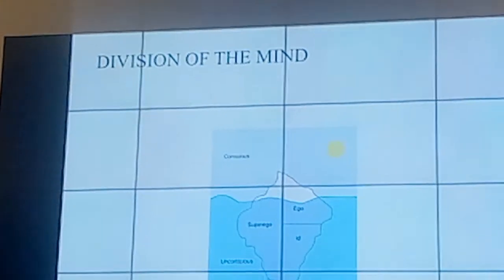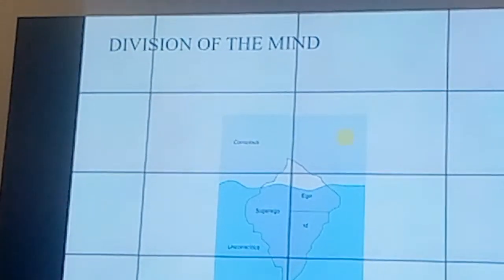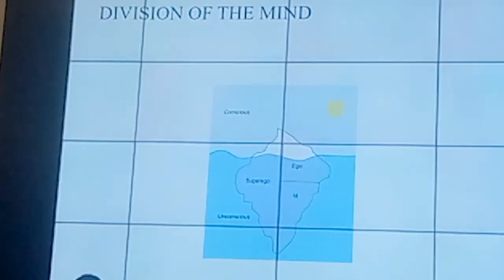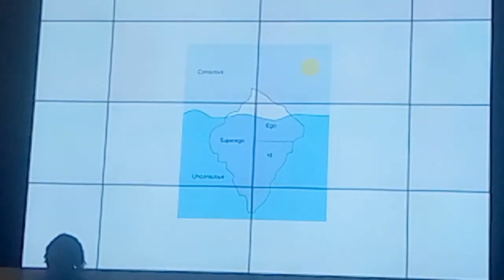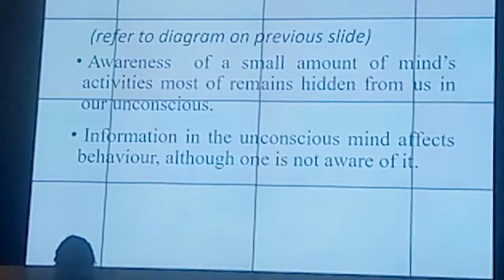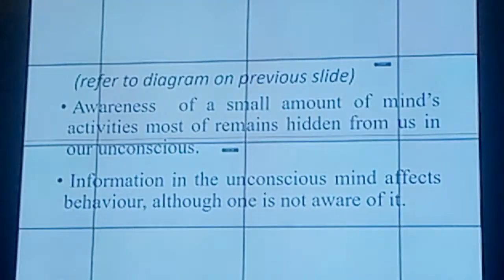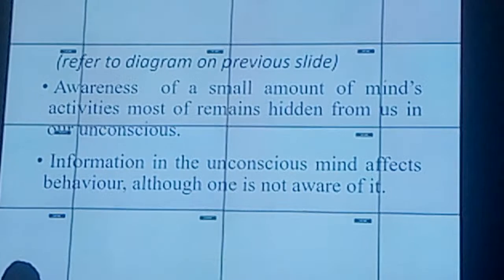But the superego is the one that will come and reprimand and say, hey, why are you doing this? This is wrong. This is time for you to study. Right? It's only the superego. That's why we have it as a moral principle. I've summarized this with different examples. So we are aware of only a small amount of mind activity, while most of it remains hidden from us, or in our unconscious.